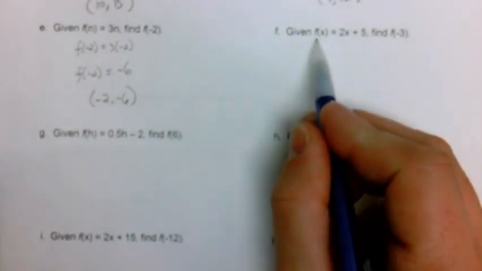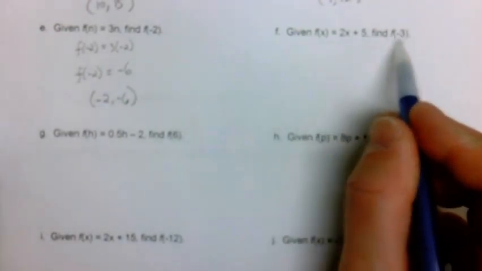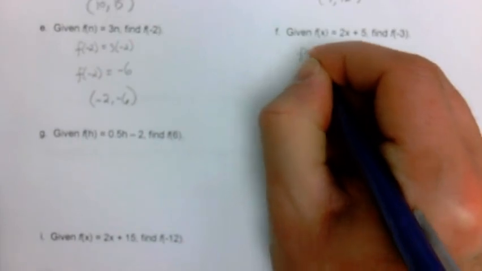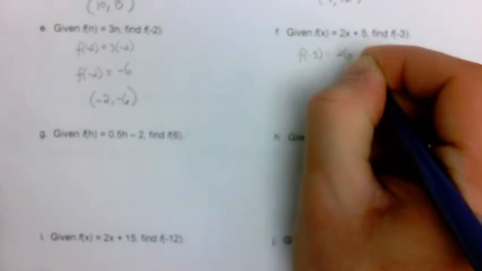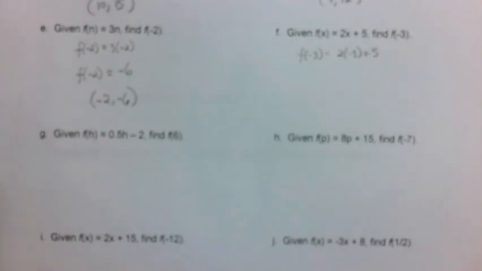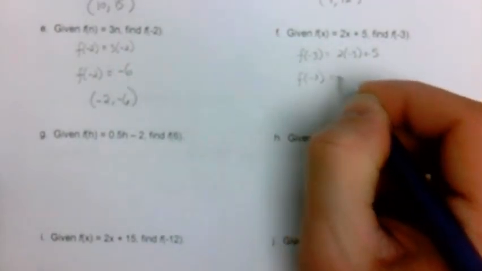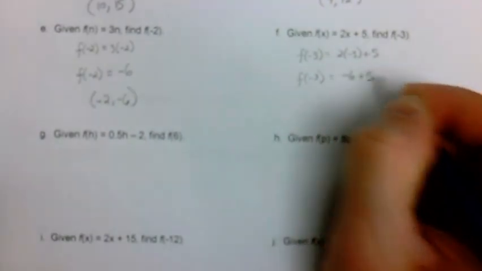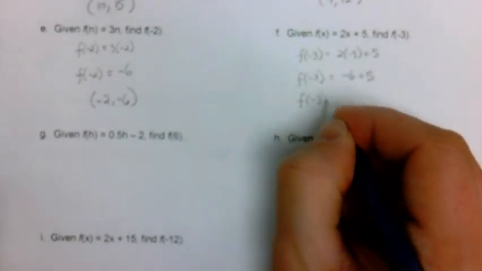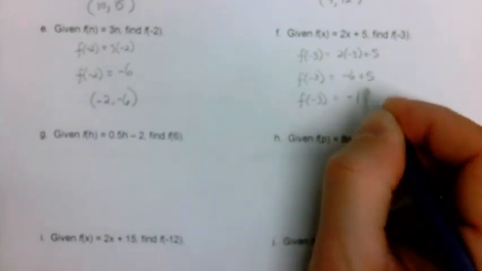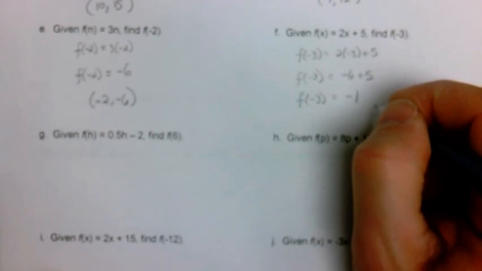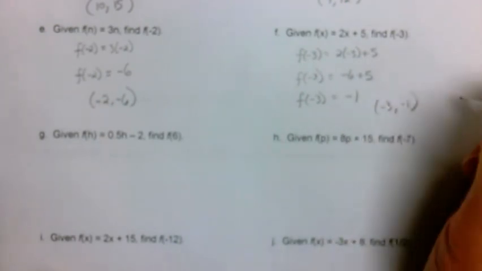Our next function rule, f of x equals 2x plus 5, find f of -3. f of -3 is going to become 2 times -3 plus 5. When we do the multiplication, f of -3 becomes -6 plus 5. And then when we add, f of -3 becomes -1. -6 plus 5 is -1. And so the ordered pair, the input was -3, the output was -1. -3, comma, -1.